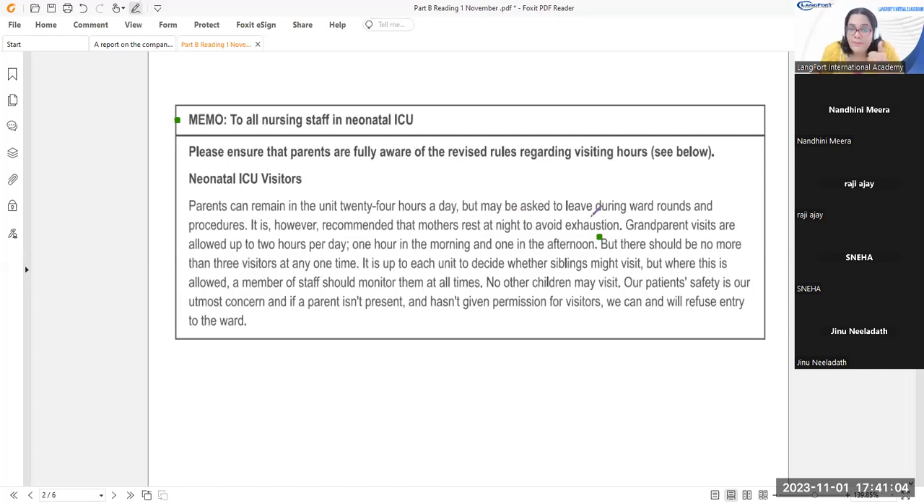Okay, so parents can stay all the time. However, they might need to leave the ward during rounds and procedures. And mothers are recommended to rest at night in order to avoid exhaustion. Grandparents are allowed to visit up to 2 hours a day, maximum 2 hours a day. That is 1 hour in the morning and 1 hour in the afternoon.